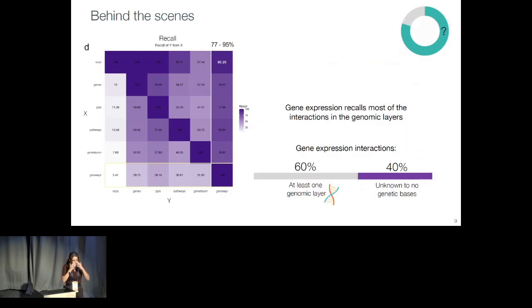But if we take a deeper look behind the scenes, what we see is that actually transcriptomics recalls most of the co-occurrences explained by the genomic layers, reaching from 77 to 95%. However, out of the transcriptomically explained disease, we see that around 60% are supported by genomics and have at least one genomic layer. But there is a remaining 40% that have unknown genetic causes or non-genetic causes, which could be due to regulatory factors or environmental influences on gene expression.